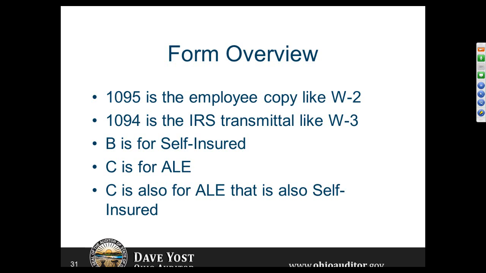Form B is for self-insured entities, and Form C is for anybody that's an applicable large employer. If you are an applicable large employer that is also self-insured, you will do Form C also.